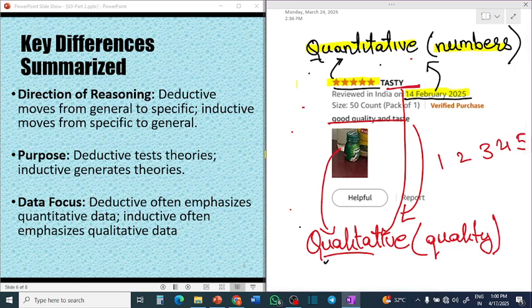Now qualitative data. Qualitative data is what? When we focus on the quality. For example, the picture is given over here. Now the picture that is given over here, we cannot say this is a good picture or a bad picture.